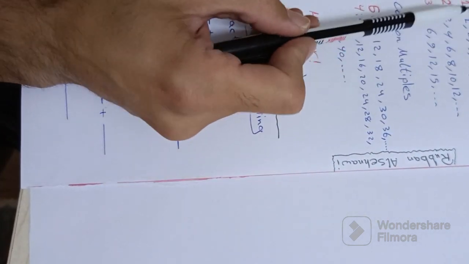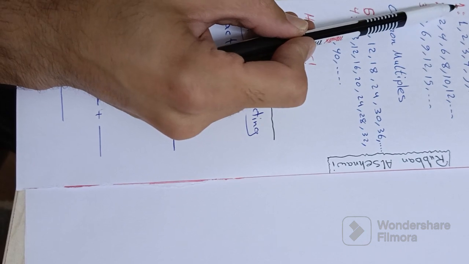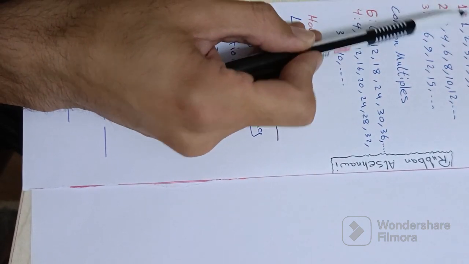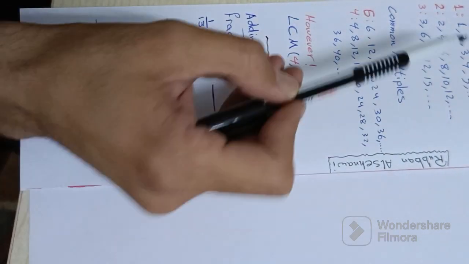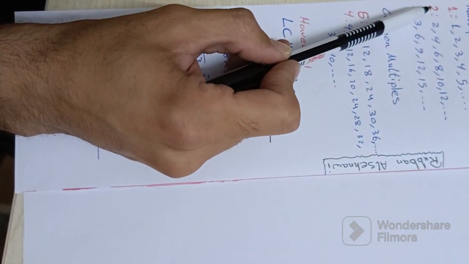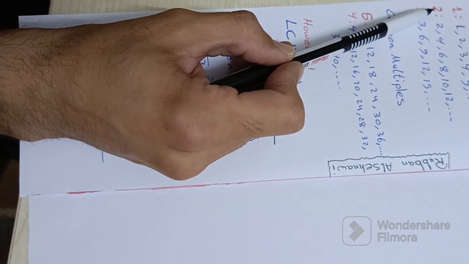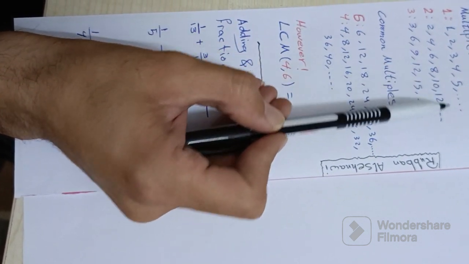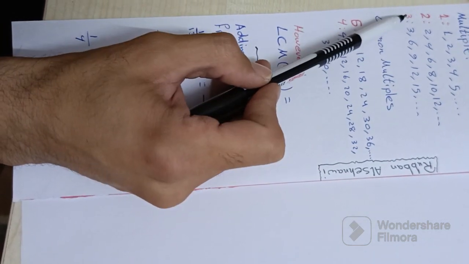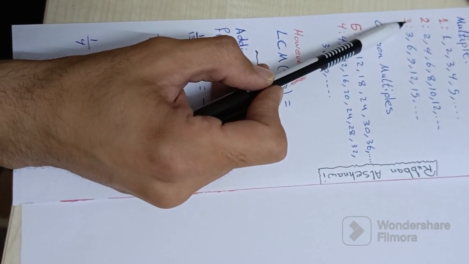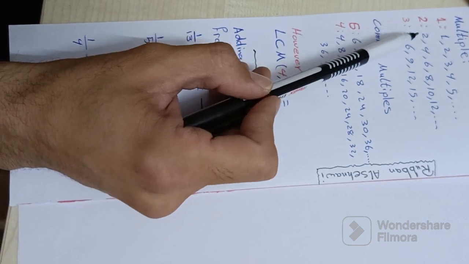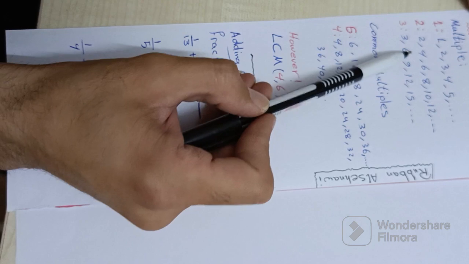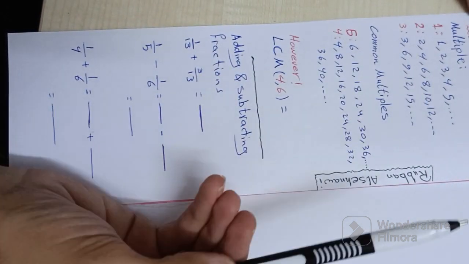So, for example, what are the multiples of 1? It's 1 times 1, which is 1, 1 times 2, 2, 1 times 3, 3, 4, 5, and so on and so forth. What are the multiples of 2? It's 2 times 1, which is 2, 2 times 2, which is 4, 6, 8, 10, and so on and so forth. 3, what are the multiples of 3? It is 3, because 3 times 1 is 3, 3 times 2 is 6, and so on and so forth.